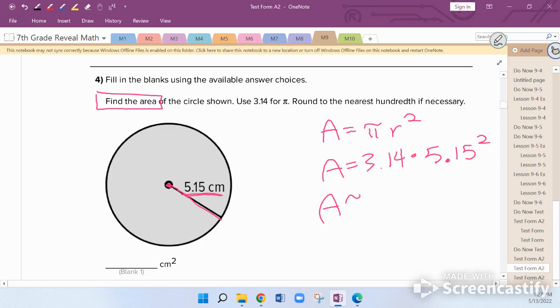When we calculate that, we should really have an approximately symbol right here. All right. When we calculate that, the answer comes to approximately 83.28. And in this case, because we're doing area, we should have centimeters squared. Whenever we do area, it's centimeters squared. All right, next one.